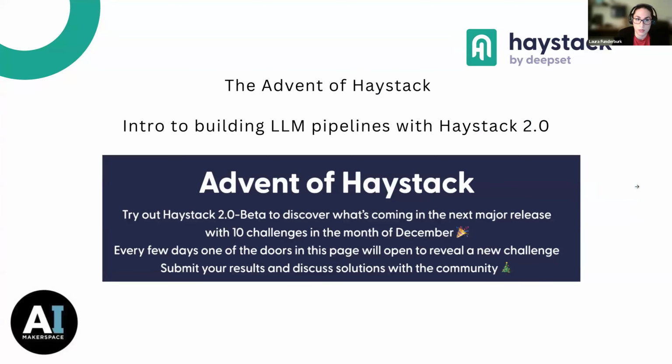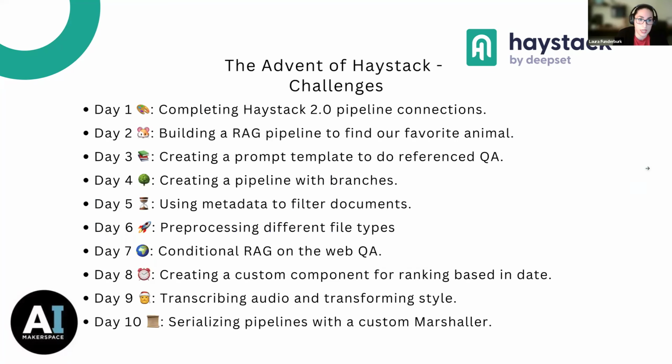Okay, so that was just a bit of an overview for more or less what I got a chance to cover last time in the last community session. So I now get to talk to you about the Advent of Haystack and what it looked like to build some of these pipelines through their 2.0 beta release. So they had about 10 challenges.